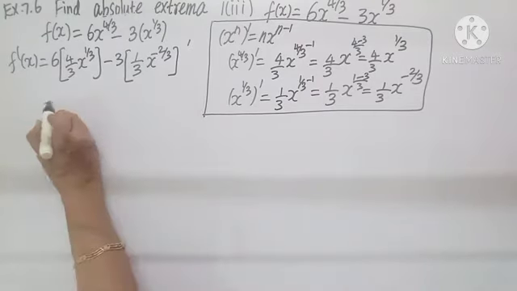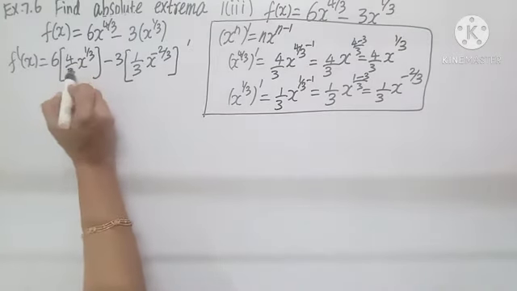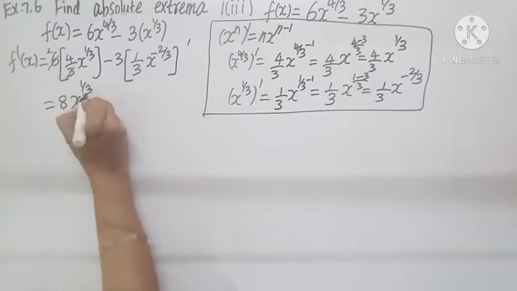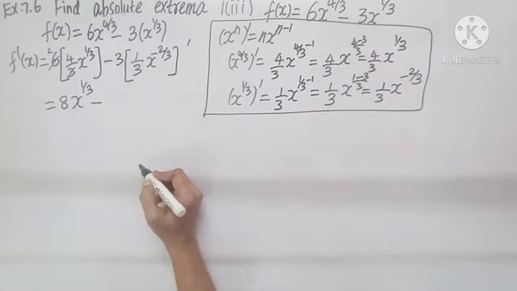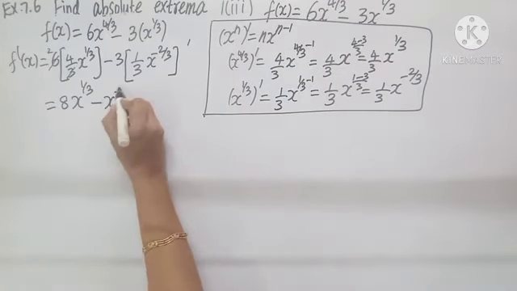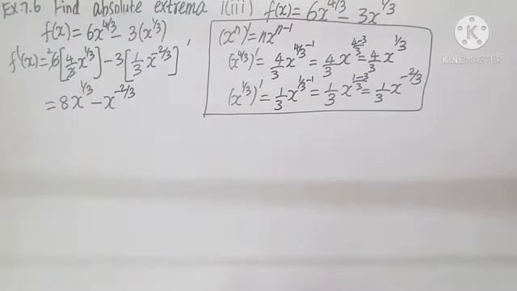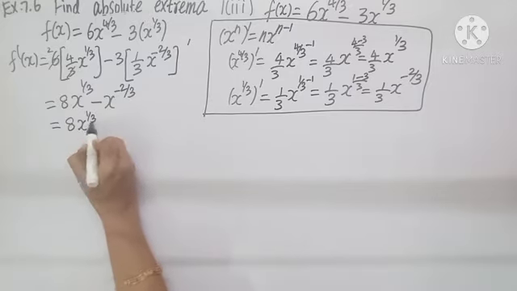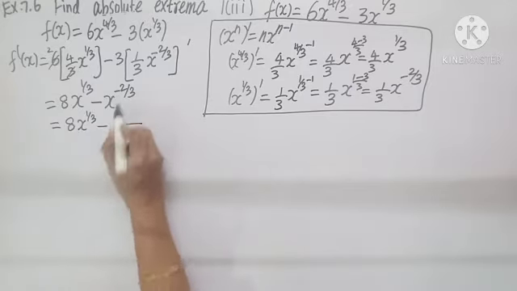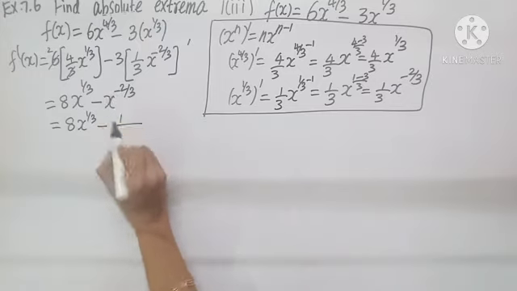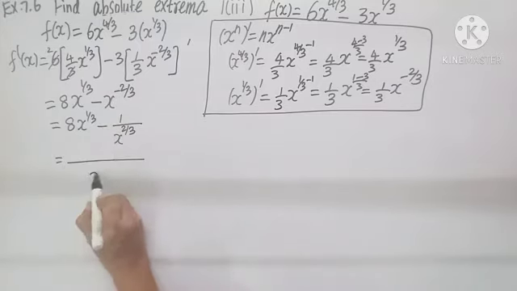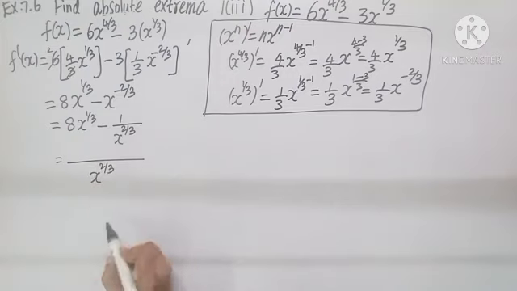See what all gets cancelled. I can cancel 6 and 3 two times. 8 x power 1 by 3, minus 3 cancels. It is x power minus 2 by 3. X power minus 2 by 3, you can bring it down to find the LCM properly. Here negative will come down as positive. The LCM is x power 2 by 3.